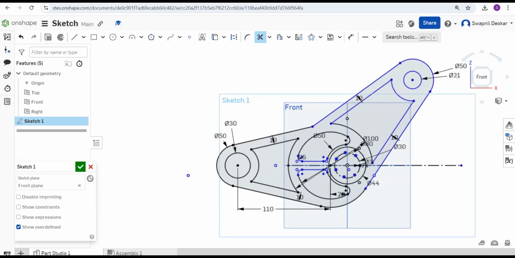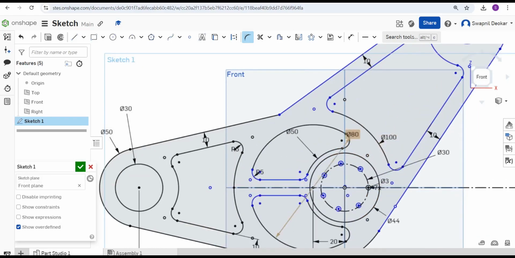Now next, apply the fillet. This to this fillet is of 5, this to this fillet is of 5, this to this fillet is of 5, this to this the fillet is of 5, from this to this fillet is of 5 radius, from this to this of 5 radius, from this to this fillet is of 5 radius. So you can give the dimension like this here. This 100 mm diameter you can give here.